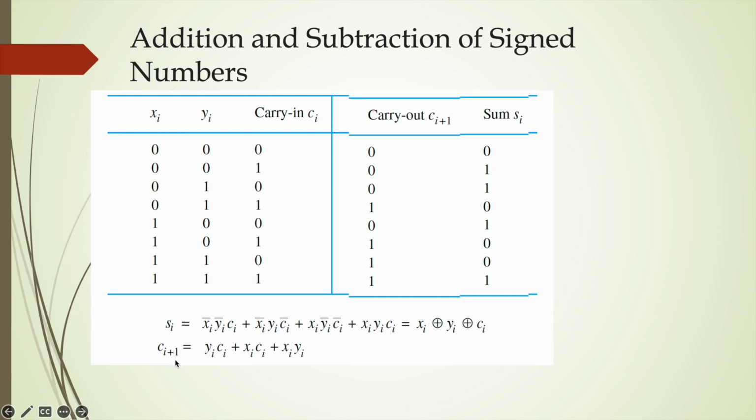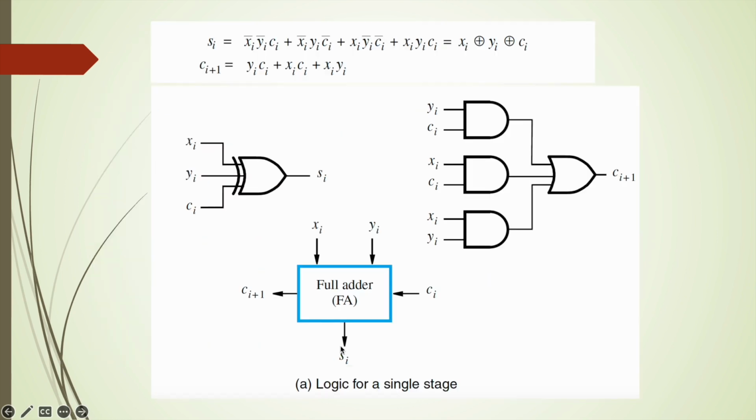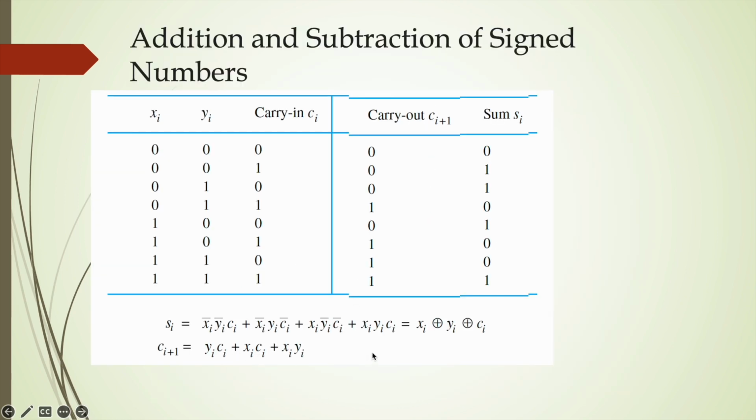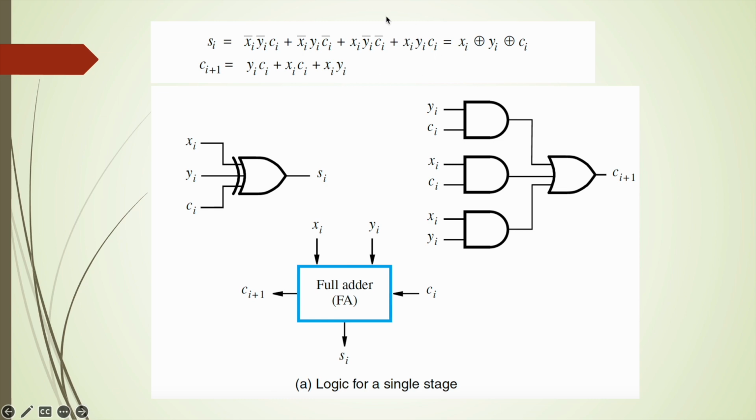So after simplification, we'll get Xi·Ci + Xi·Yi·Ci, Xi·Ci + Xi·Yi. So this is how we can calculate the truth table and Boolean expression for the sum and carry values. So from this Boolean expression, we can derive the gates. So what is the Si value?